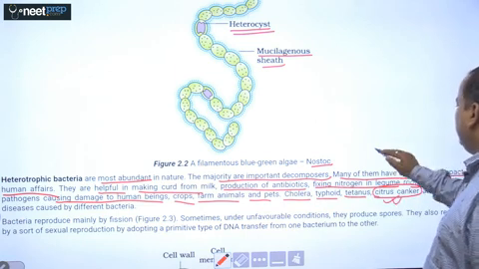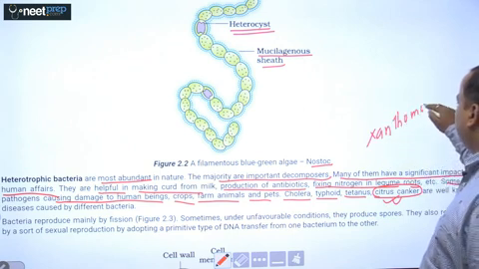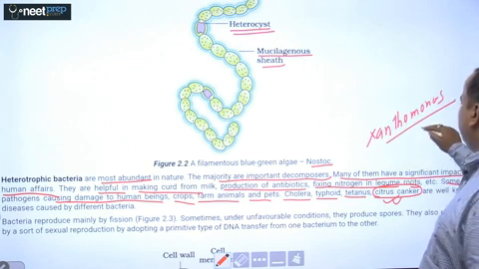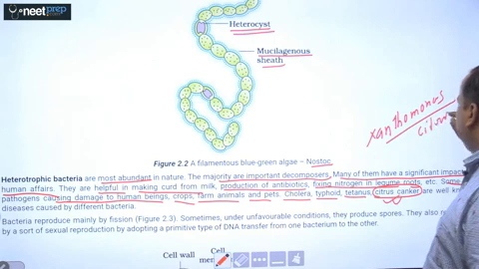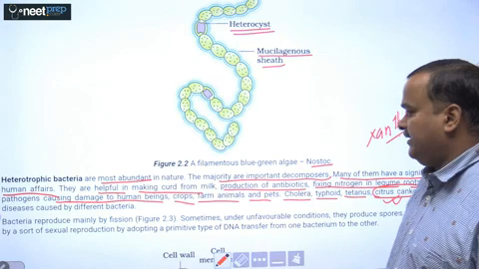This is a very important example. Questions have been asked regularly. Xanthomonas citri, which is responsible for citrus canker, is a well-known disease caused by bacteria.